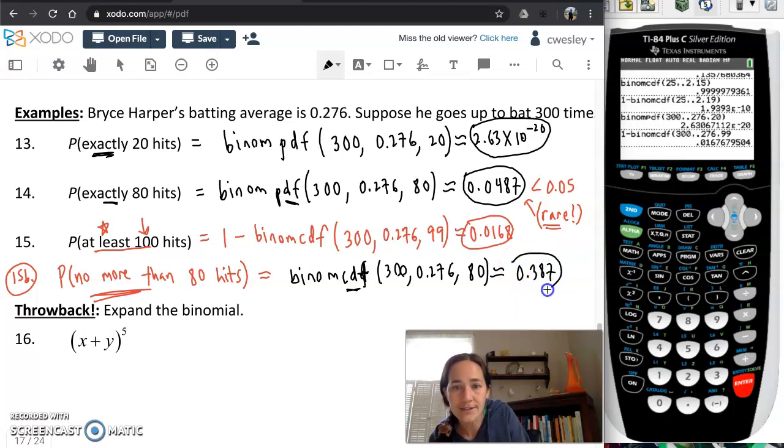So not statistically rare. When you do a CDF, we'll say here, up to 80 hits, I would say it wouldn't be rare. You have a 38.7% chance.